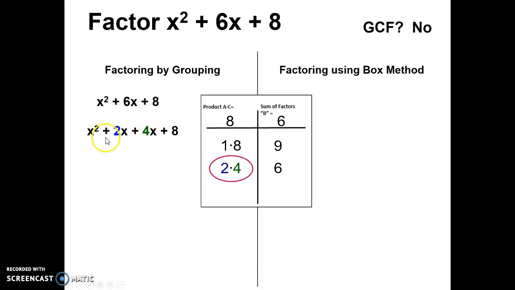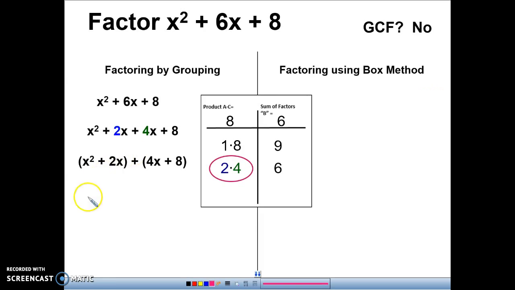Now I can group your front two terms together, group your last two terms together. The GCF in the front group is x. So I factored out an x. X times what gives you x squared? Yeah. Bring down the plus. X times what gives you 2x? Yeah, that's got to be a 2. Bring down that plus sign.